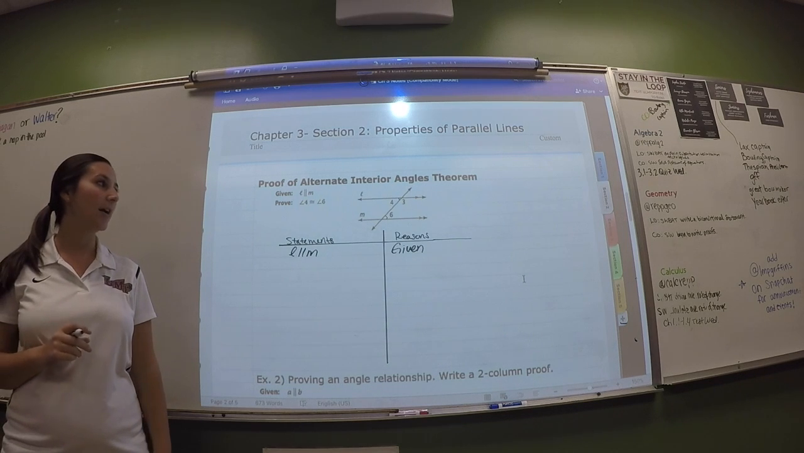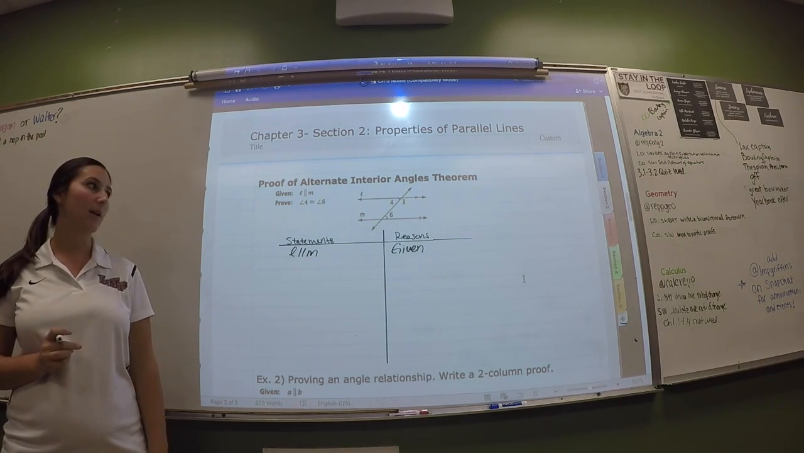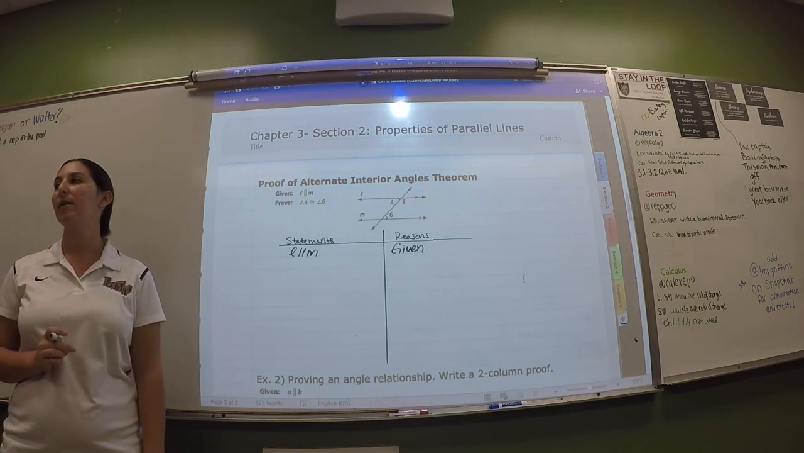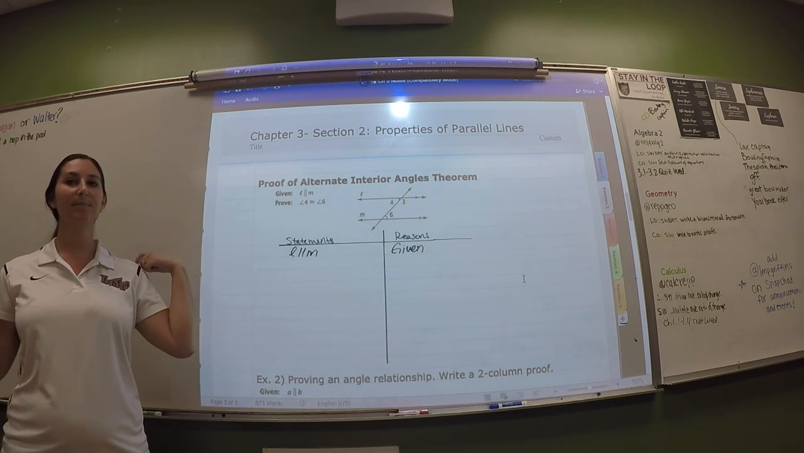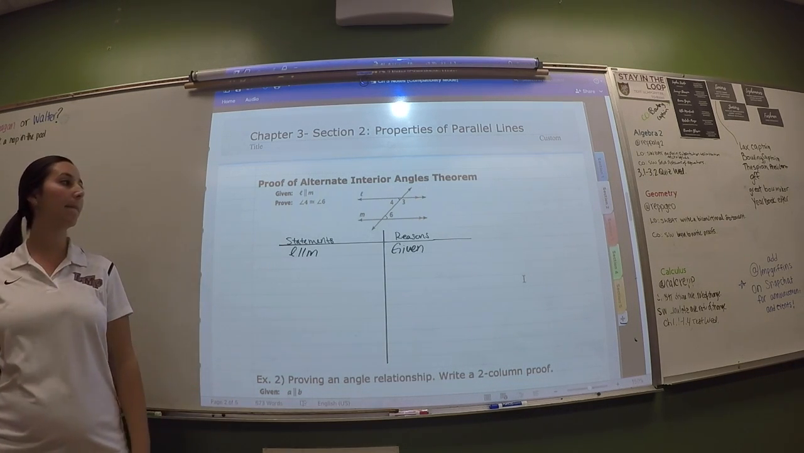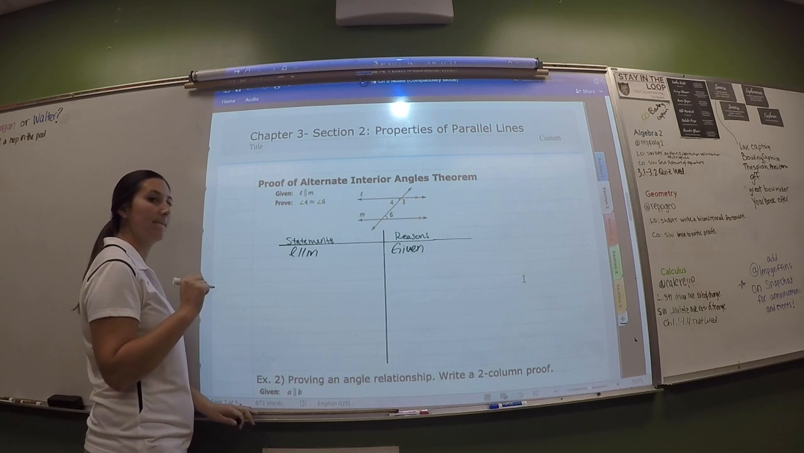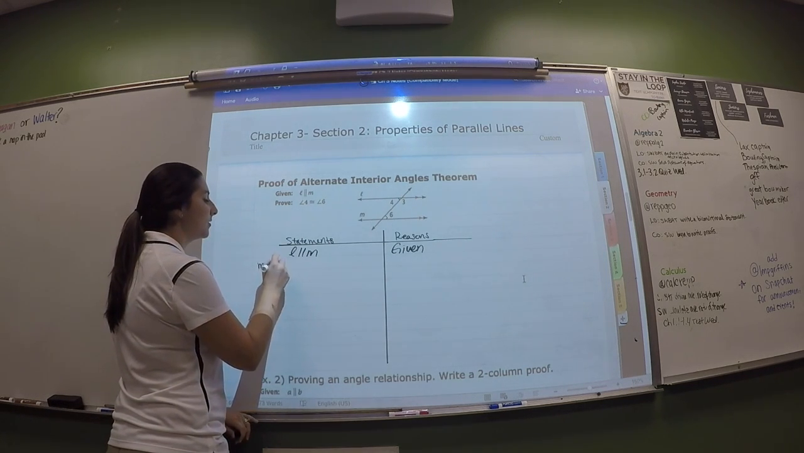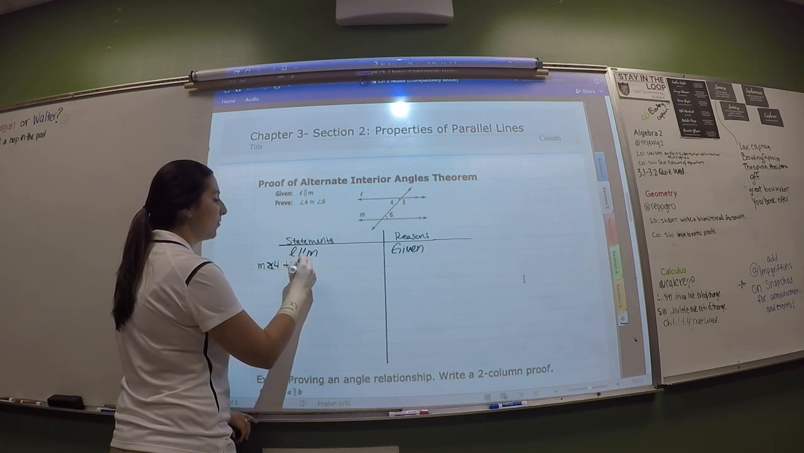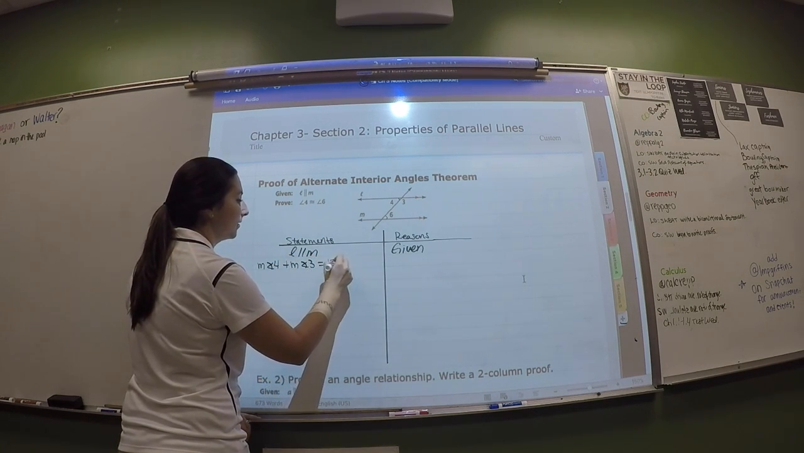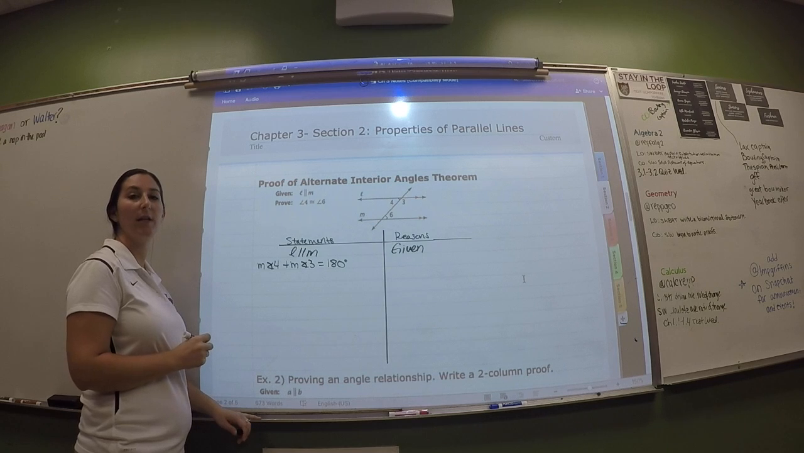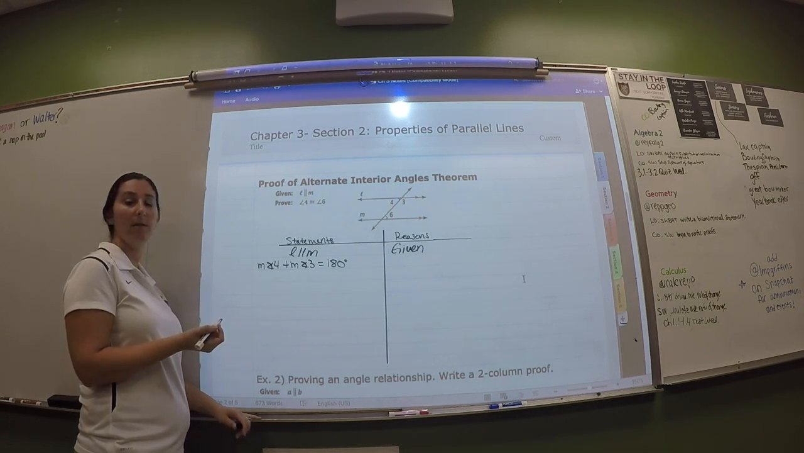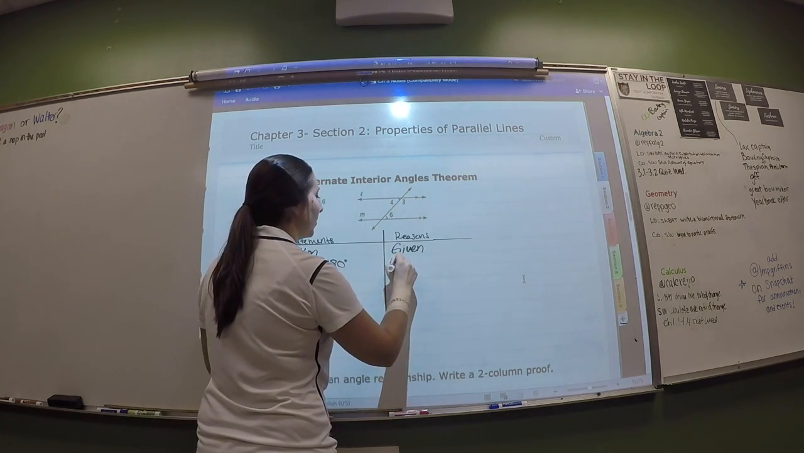Before we start talking about that, we are going to talk about other things. What other angle do they give us? Angle 4 and angle 3 are supplementary because they are a linear pair. So let's use that. The measure of angle 4 and the measure of angle 3 equal 180 degrees because they're a linear pair. For this you can put linear pair postulate.